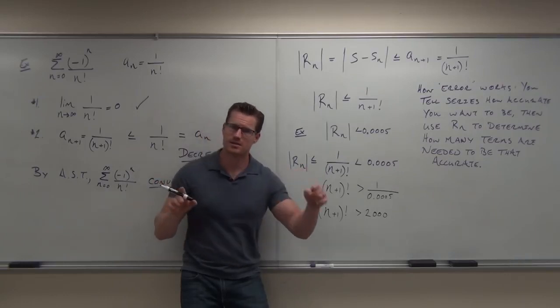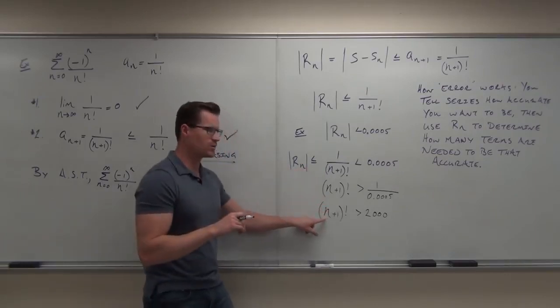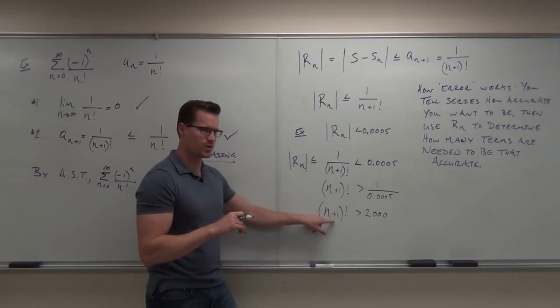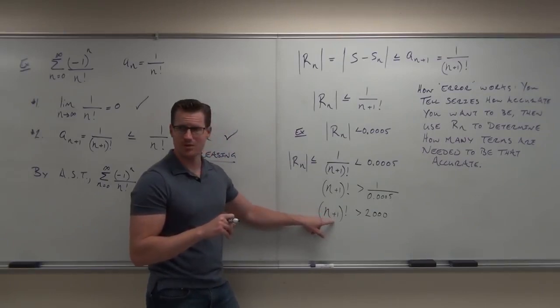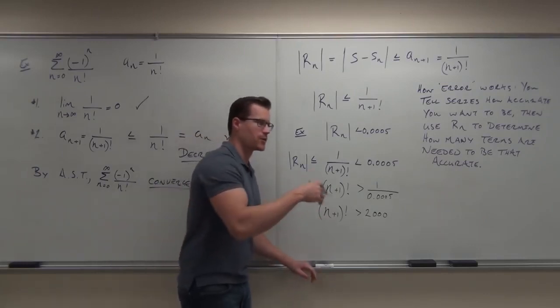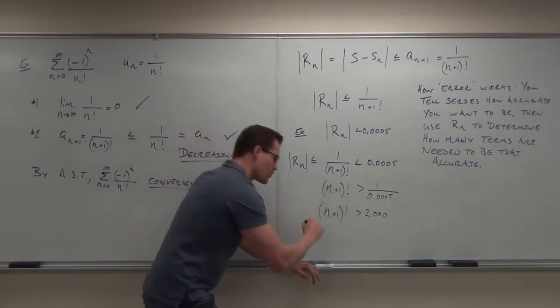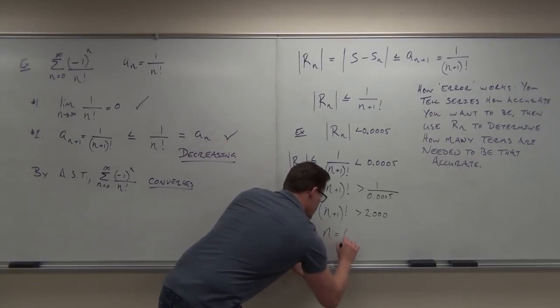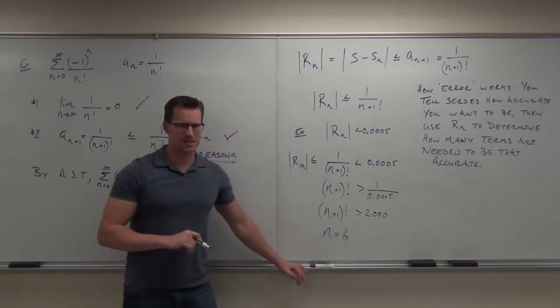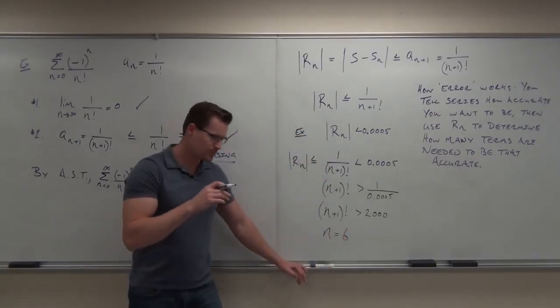Let's plug in n equals 6. I get 6 plus 1 is 7. 7 factorial is 5,040. Is that more than 2,000? Yes. So the first term that satisfies this for me is n equals 6. Does that make sense to you? Okay.